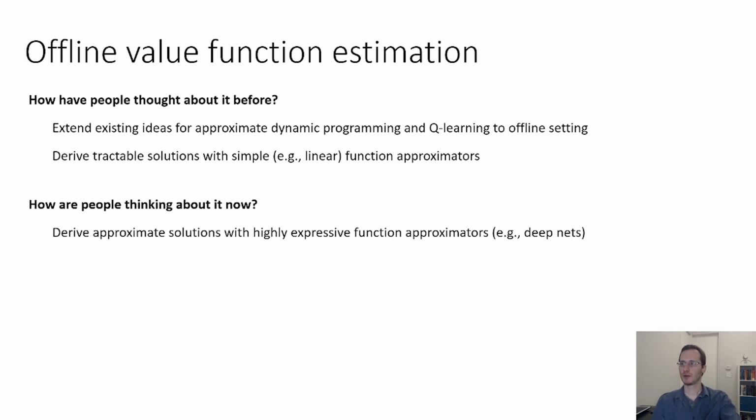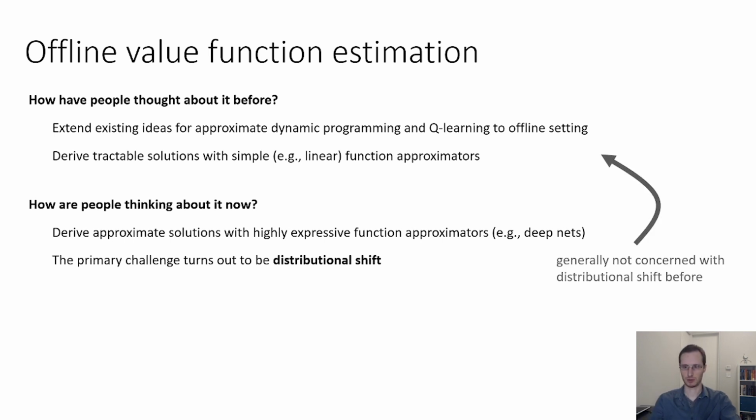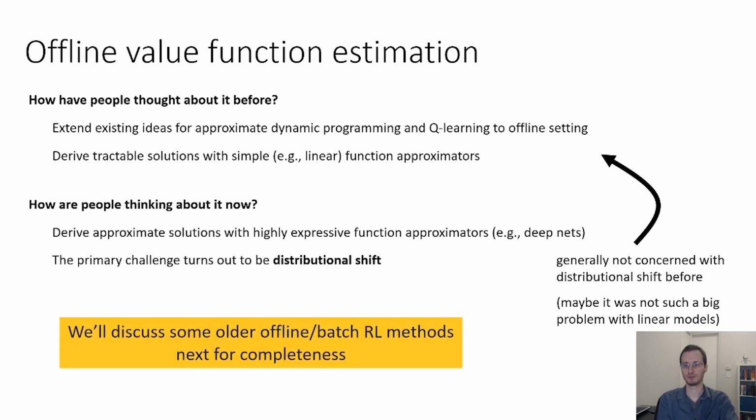How are people thinking about it now? Well, these days, a lot more work in this area focuses on approximate solutions with highly expressive function approximators like deep nets, and the primary challenge turns out to be distributional shift. And generally, a lot of the more recent work is not concerned with quite the same issues. So the classic work typically doesn't really say anything about distributional shift and deals more with the offline estimation problem. More recent work deals with expressive function approximators and focuses on distributional shift. So maybe this distributional shift was just not as big of a problem with linear models, maybe because they had a tendency to generalize better or they were provided with good features. These days, that's actually a really big problem. So we'll discuss some older offline batch RL methods next for completeness, and then overall we'll talk about more recent methods that deal with distributional shift.